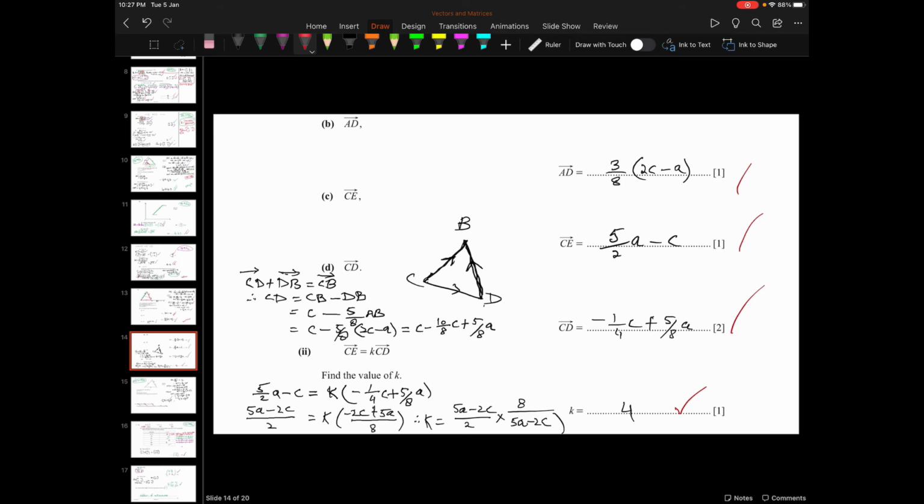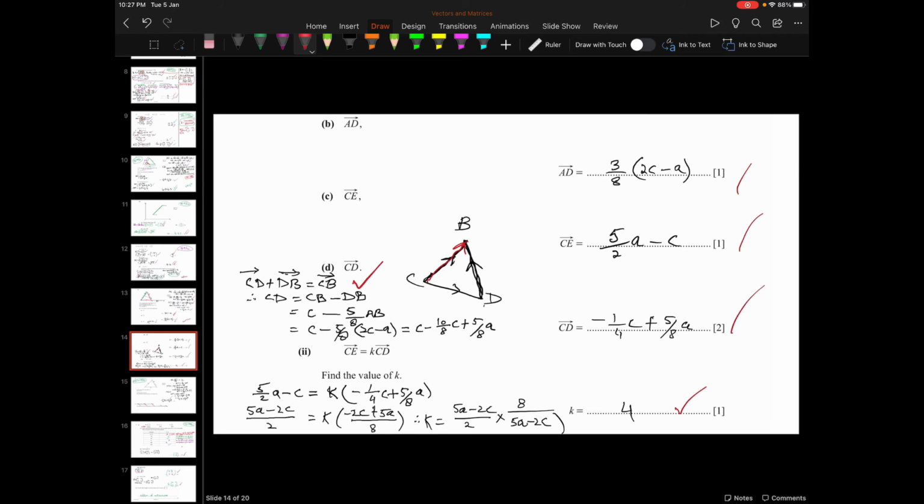In order to find the value of CD, we can use the tail to nose rule. Therefore, CD plus DB is equal to CB, or CD is equal to CB minus DB. Now substitute the value of CB and DB.